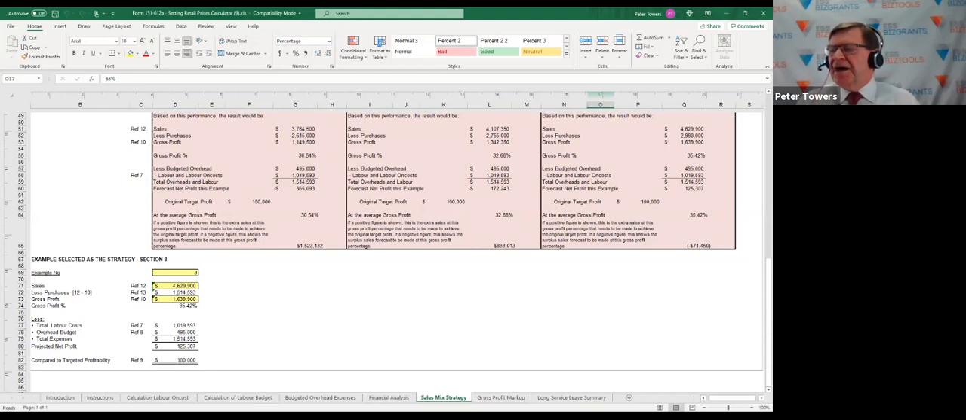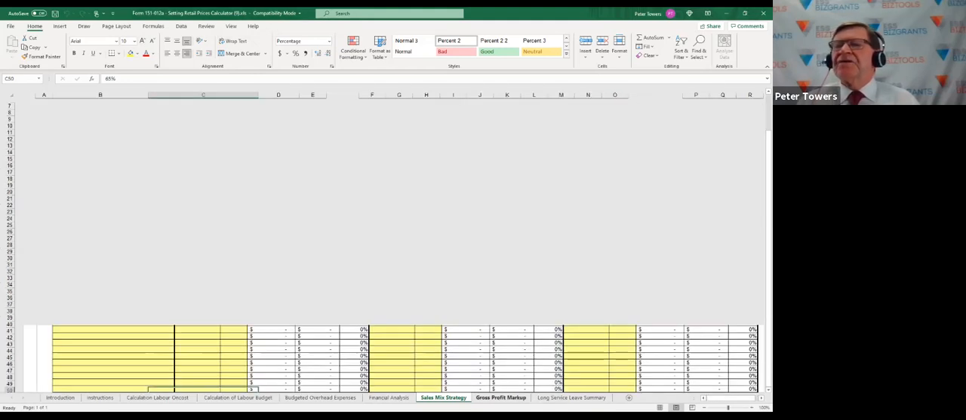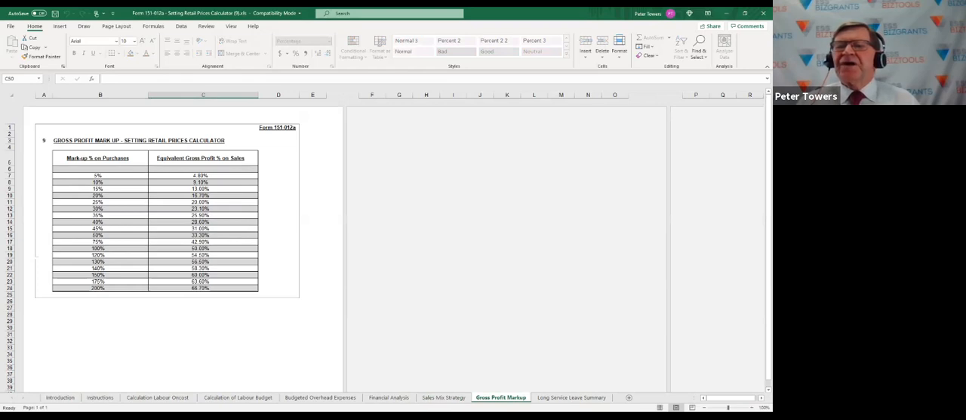I mentioned a gross profit markup. We'll just finish with this and show you. That's just a chart, because I found people make mistakes. In fact, I had a client who used the gross profit percentages instead of the markup percentages, and he got into a real mess. He was marking up with what in fact were the gross profits, so he was getting nowhere near what he thought he was getting to. So that's why we've included that chart.